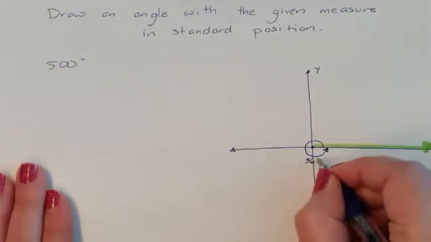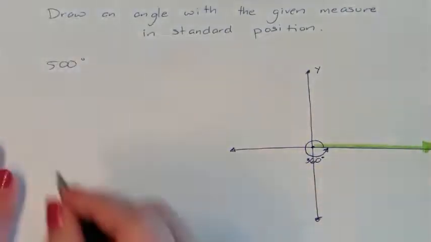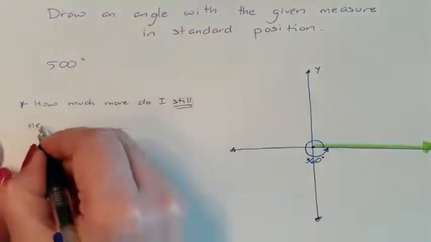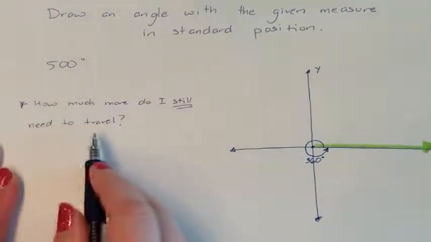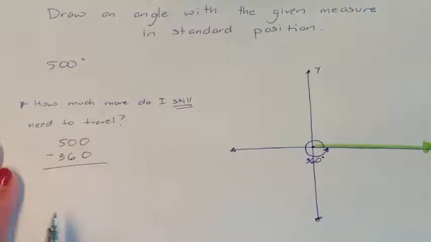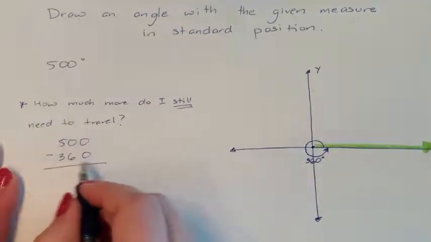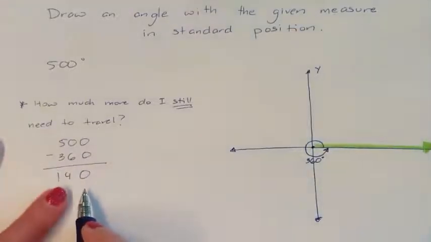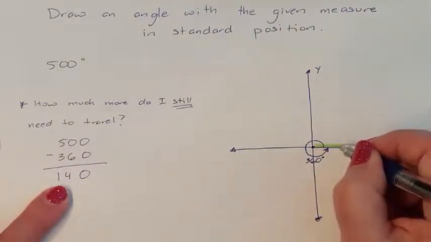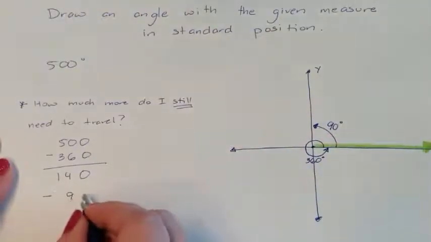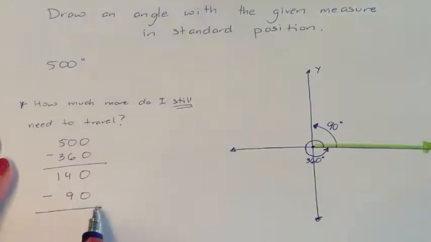So if I've already traveled 360 degrees, question to myself, how much more do I still need to travel? I had to go 500 total. I've already done a full circle of 360 degrees. 500 minus 360 is 140 degrees. I need to still go 140 degrees. Well, if I went just 90 more, how much more now? I'm going to go another 90. 140 minus 90 tells me I need to go 50.